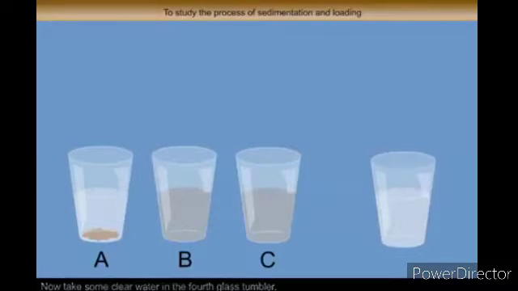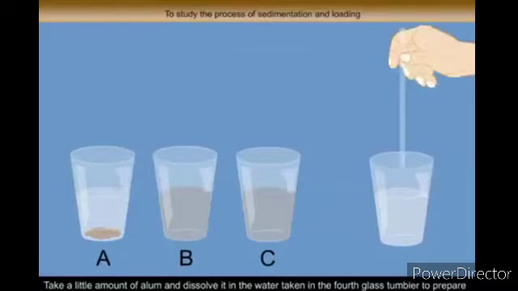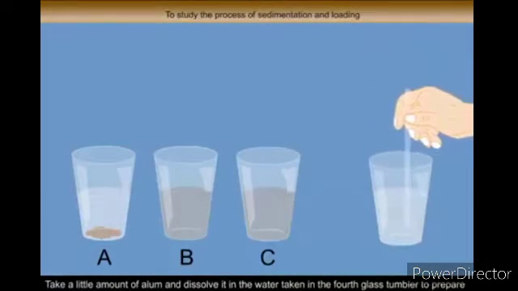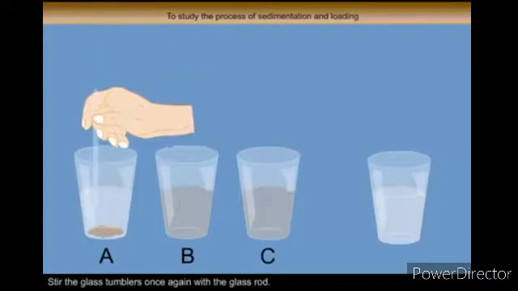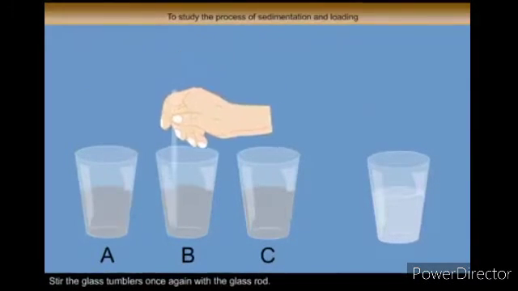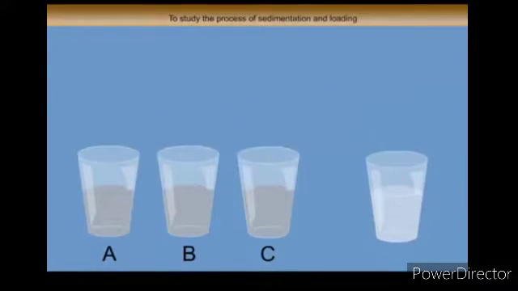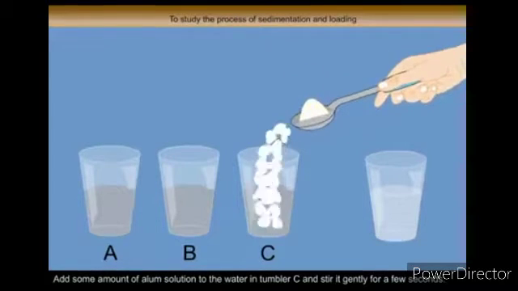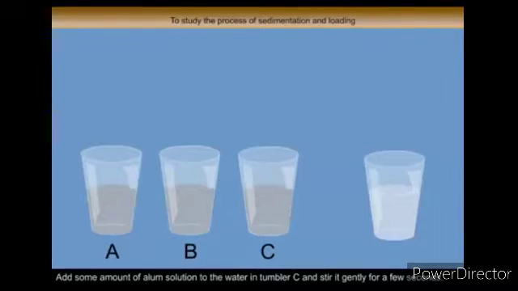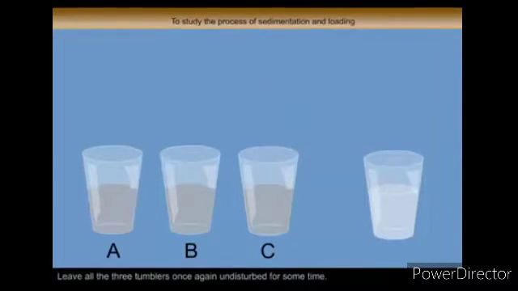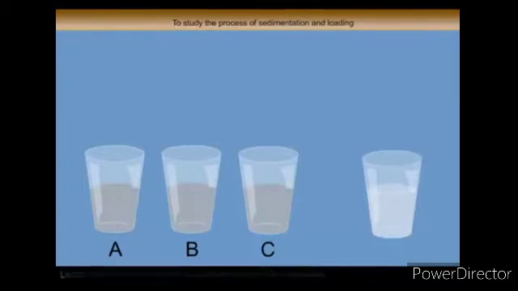Now take some water in the fourth glass tumbler and add some alum into it. Stir it well to prepare the alum solution. Now stir all the glass tumblers well. Now add some alum solution into the third glass tumbler and stir it well. Leave the tumblers undisturbed for some time.